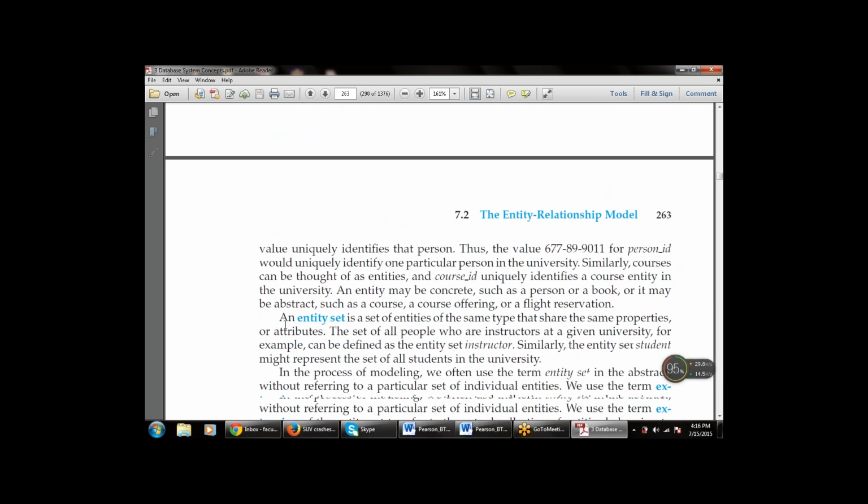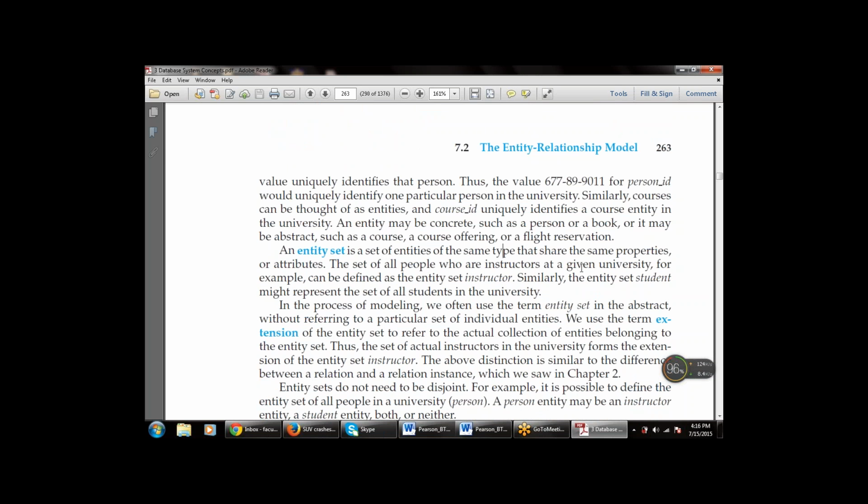In the same way, an entity set is a set of entities of the same type that share the same properties, or attributes. Suppose I have properties, that is, name, age, roll number. You have properties, name, age, roll number. So you and I are both entities of the same type, and your values and my values will be represented in the entity set, the group of entities, with the use of the different properties.